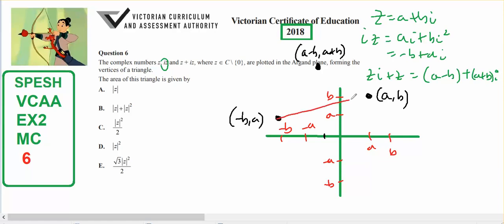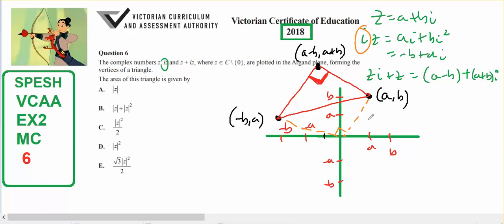So I need to find the area of this triangle. I'm wanting this to be a right angle. So what my proof is, I know that that's a right angle because if you multiply by i, you are rotating 90 degrees.